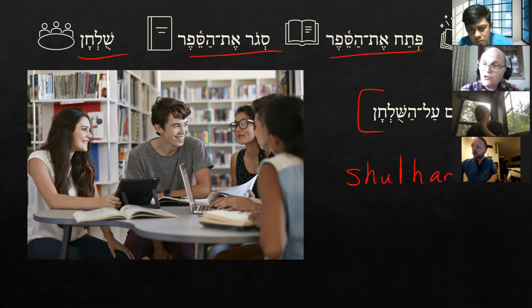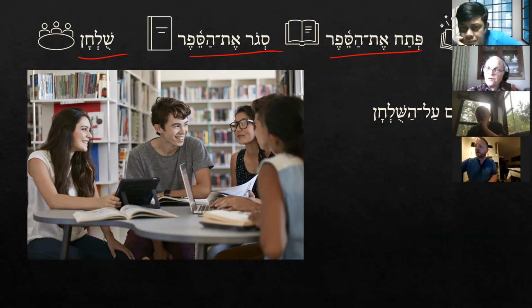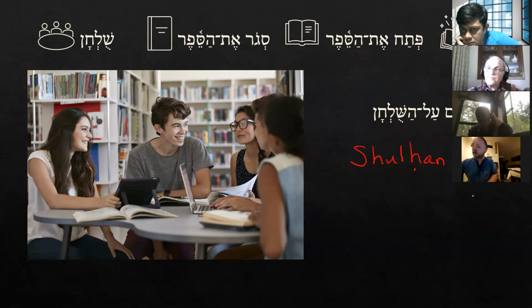Shulchan. This is a common word for Jewish people because even Jews who don't know Hebrew will know the word Shulchan, because there's a very famous law code called Shulchan Aruch. It's Shulchan Aruch.